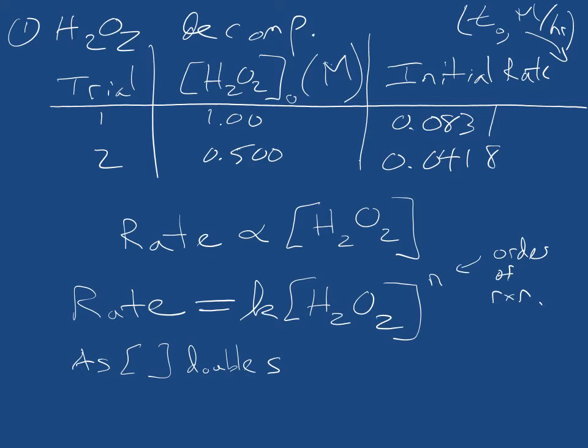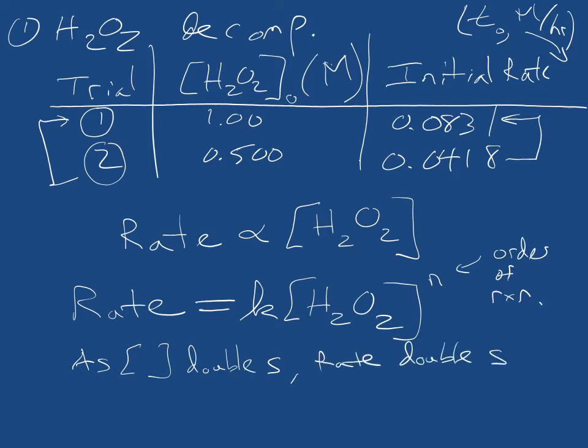Maybe this is a little confusing. It does not matter that we don't have to look at trial 1 data, then trial 2 data. You can go in any order you want. Maybe it's easier to say, okay, going from trial 2 to trial 1, we double the concentration. Guess what happens? The rate doubles. So as concentration doubles, rate doubles.